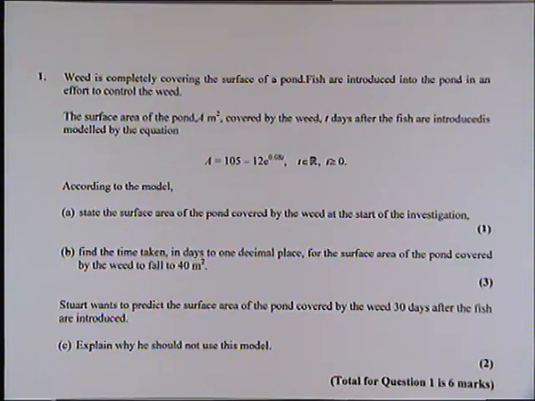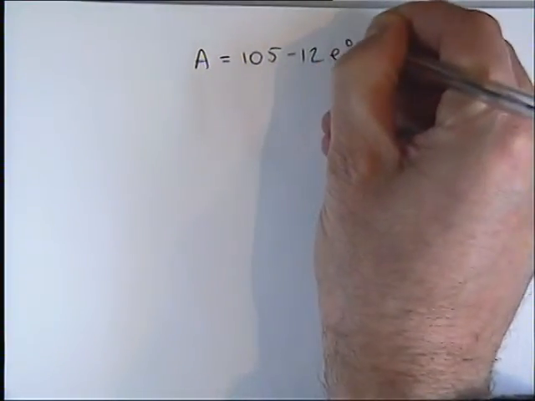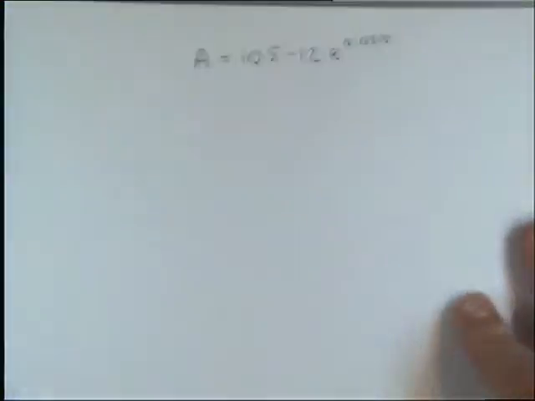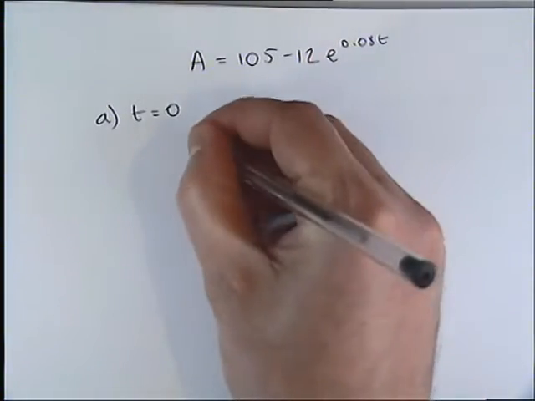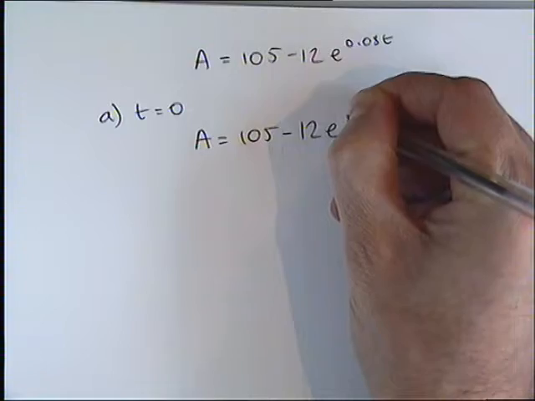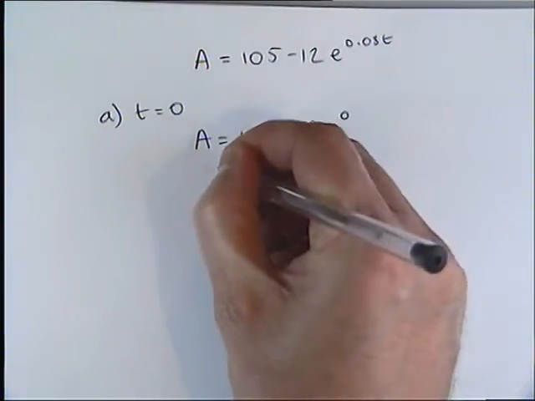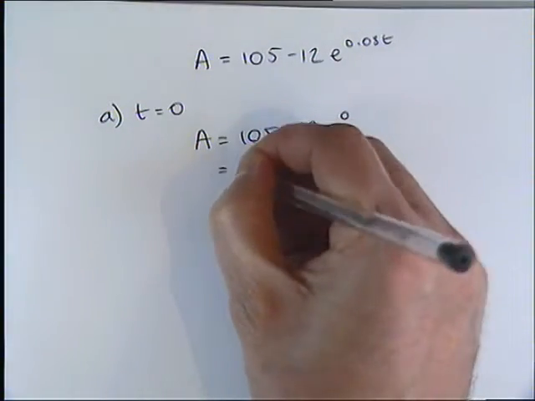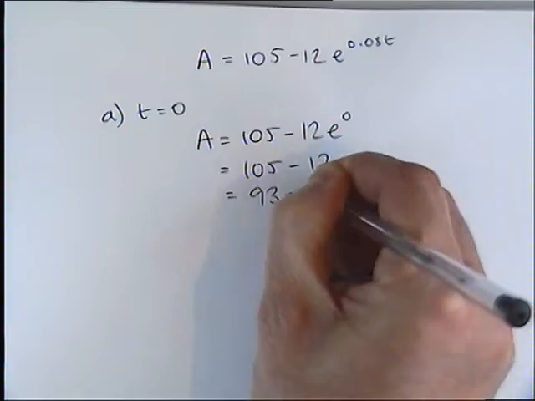Part A says, can we state the surface area of the pond covered by weed at the start of the investigation? So what we're going to do is just write down that formula, because we're going to be coming back to this a number of times. And at the start of the investigation, t is equal to 0. So substituting t is 0 into there, you get 105 minus 12e to the 0.08 times 0. Remember, anything to the power of 0 is a 1, so this is really 105 minus 12, so 93 square meters.